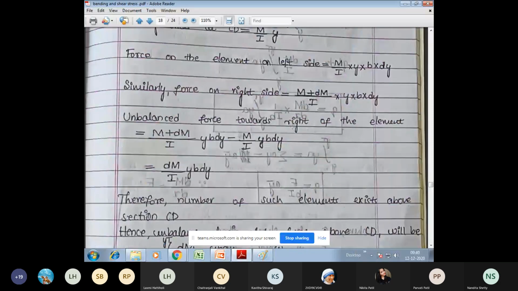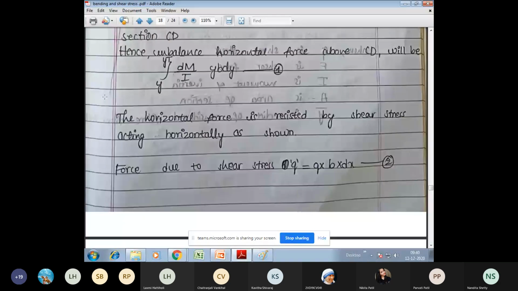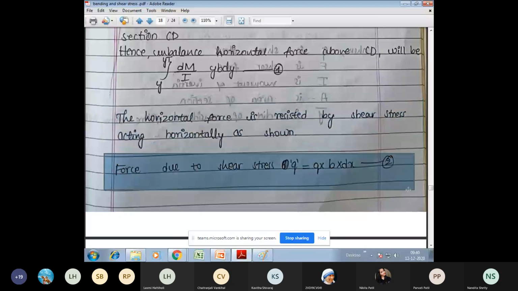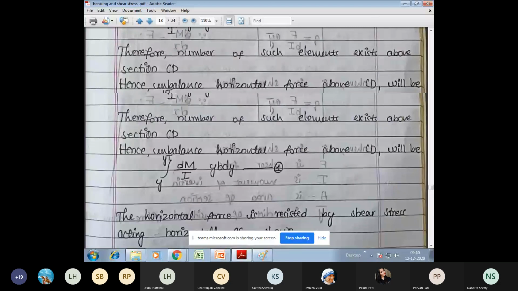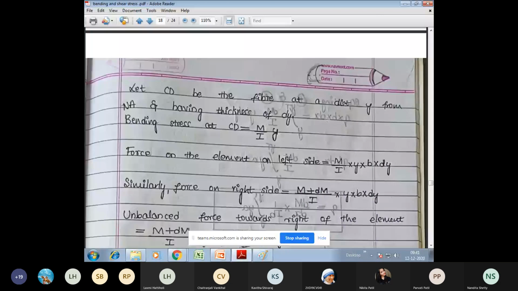The same thing I have written here: the horizontal force is resisted by the shear stress acting horizontally as shown. Now, the force due to shear stress q, or q dash, is equal to what? When I say q is generated, what is the force due to shear stress q? See, this is q, which is the shear stress. If I want to convert the shear stress into force, multiply by area. What is the area for this? Here you can clearly see it is b into dx. This is the area, so that's what I have written here, b into dx, and call this equation 2.